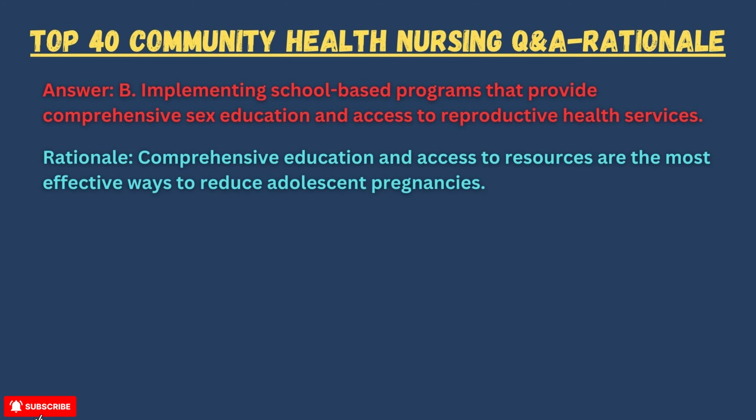Answer: B. Implementing school-based programs that provide comprehensive sex education and access to reproductive health services. Rationale: Comprehensive education and access to resources are the most effective ways to reduce adolescent pregnancies.